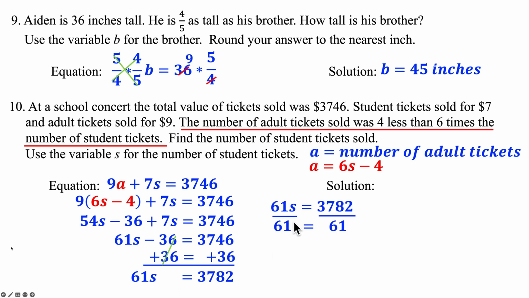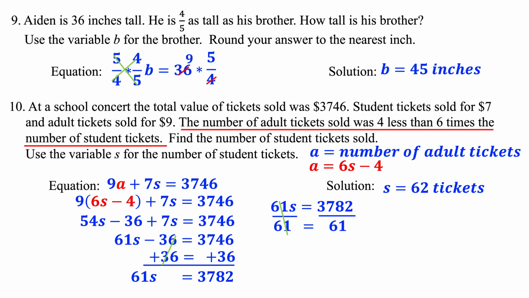We'll divide by 61, 3,782 divided by 61. That's going to be, drum roll, 62 on the dot. So there were 62 tickets for the students that were sold.